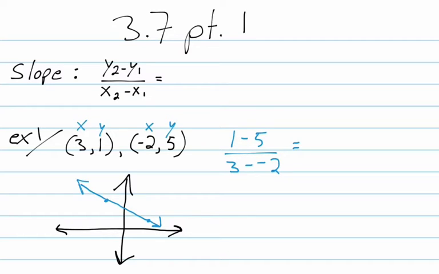All right, so 1 minus 5 is a negative 4. Again, if I had $1 and I had to borrow $5, now I'm negative $4, or $4 in debt. 3 minus a negative 2: whenever you see the minus like that, it turns into a plus sign. Add the opposite. So the steepness of this line is negative 4/5.